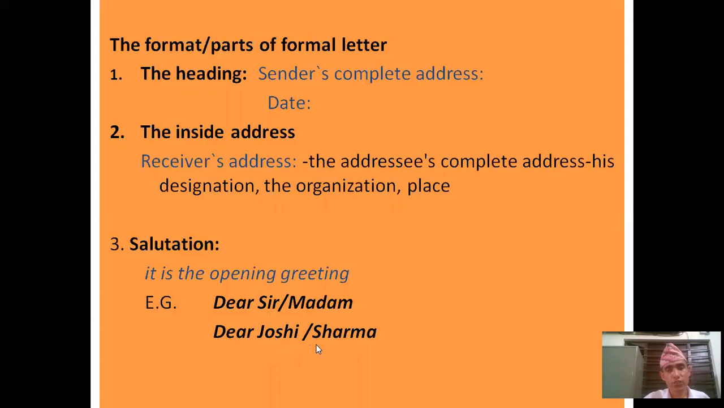The second, dear Joshi, dear Sharma, etc. can be used when the sender and receiver are well known to each other. That means if you are well known to the receiver, then you can address your letter like Dear Joshi, Sharma, and you can use other names. So you can see the difference between these two. When you are familiar with the receiver, you can use the second type of salutation, and when you are not familiar, you can use the first.